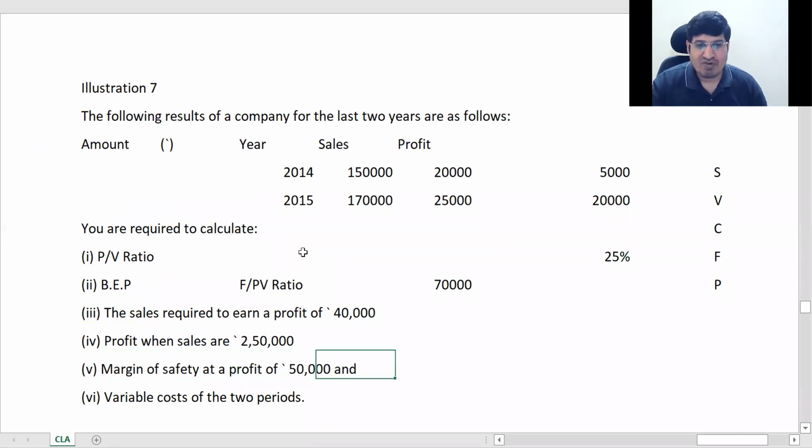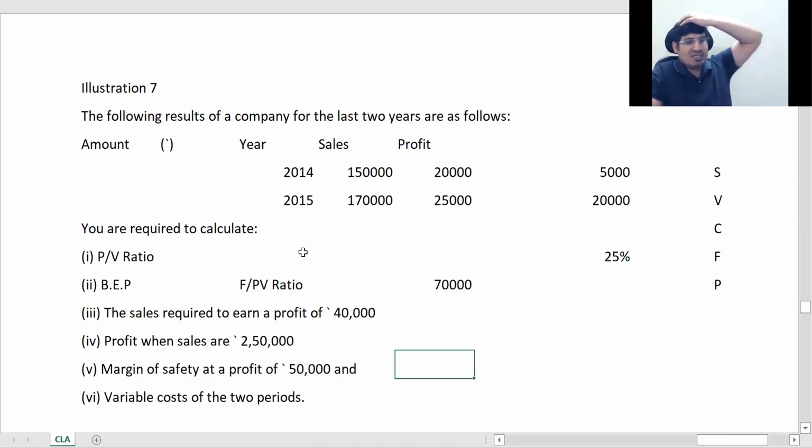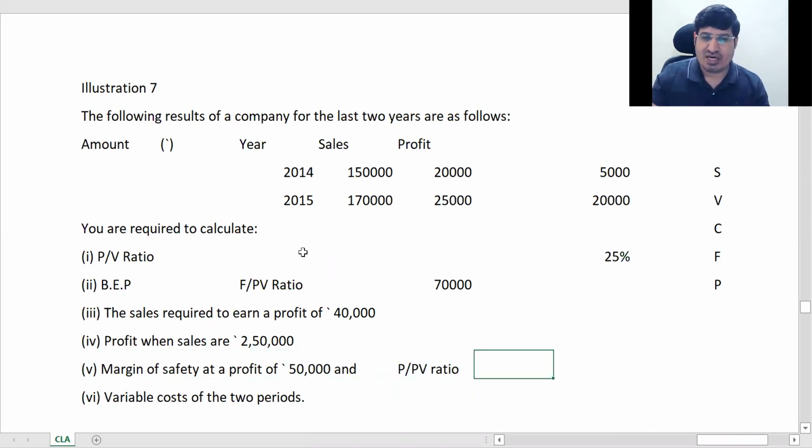Margin of safety at a profit of 50,000. Okay. Margin of safety, what formula will we use? Can anyone tell me? There is one formula. Margin of safety is equal to profit upon PV ratio. So PV ratio is 25%. Profit here is 50,000 upon 25%. This is your margin of safety.